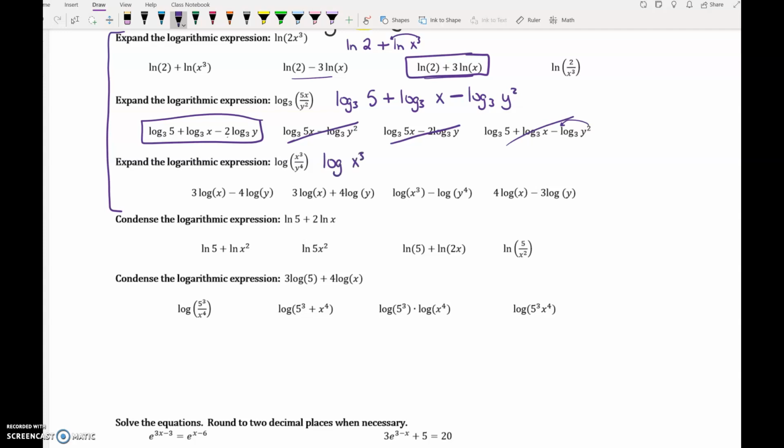This one, we got log of x cubed. We got log of y to the 4th. The y to the 4th is on the bottom, so that log gets a minus. So it looks kind of like this one might be our right answer, but we're not done. Those exponents have to move in front. So it has to be 3 times the log of x minus 4 times the log of y. So 3 log x minus 4 log y, that one.